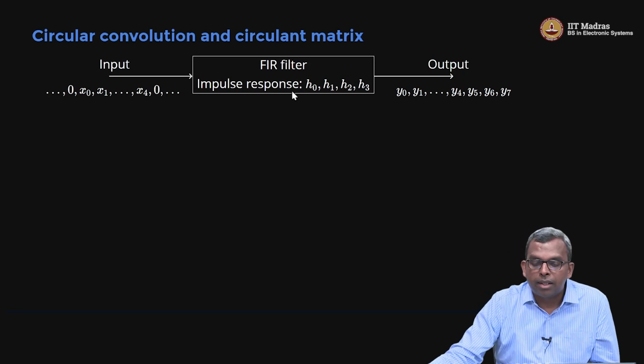So what I'm considering here is what's called an FIR filter. It's got an impulse response H0, H1, H2, H3. Think of these as some complex numbers if you want, or real numbers, whatever. Now this filter has an input which is a sequence of numbers. Once again, this could be real numbers or complex numbers.